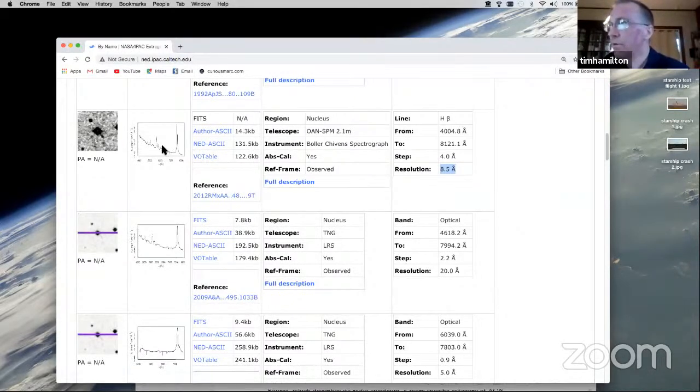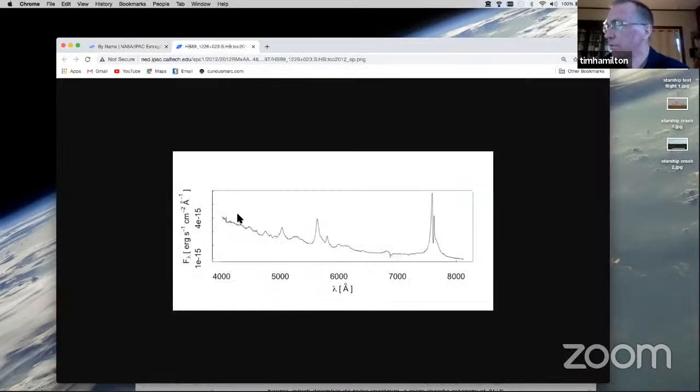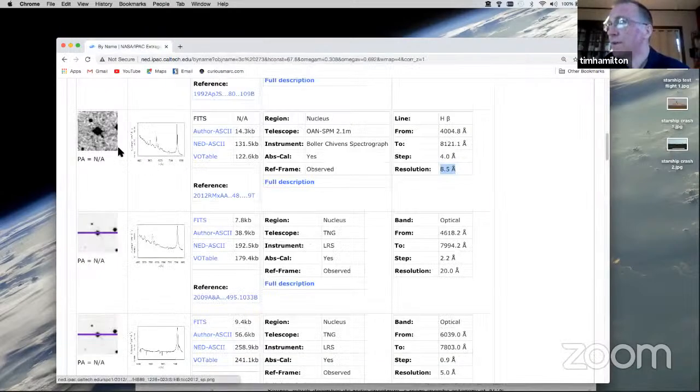We can get a preview of it to see how good it looks by clicking on the picture. And we see, yep, right there, that's H beta. There's the O III. Here's H alpha, and there's the nitrogen II. So it has exactly what we need, and it looks good and smooth. So we're going to download that.